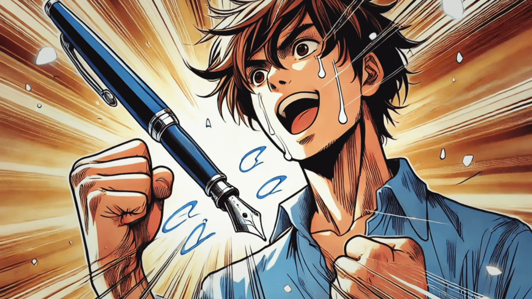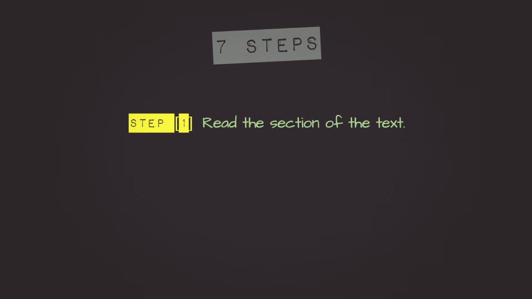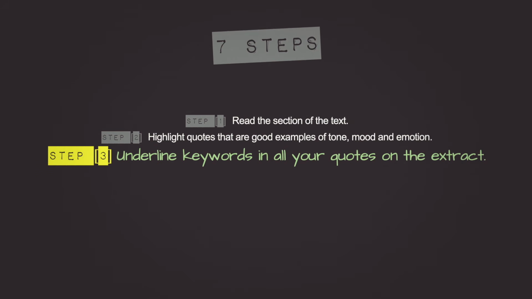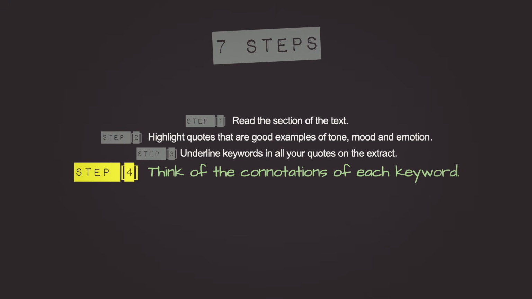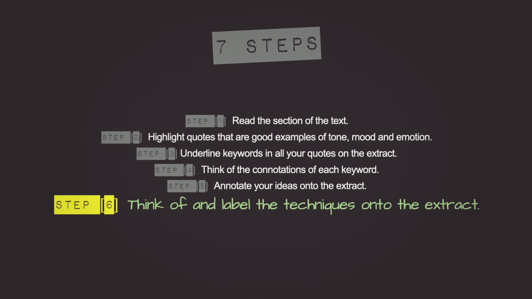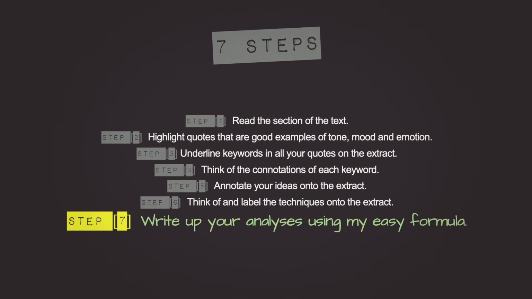Here are 7 simple steps to help you crack the AQA English Language Paper 2, question 3, and turn "I sort of understand" into "hey, I just got full marks and didn't even cry." The 7 steps are: Step 1, read the section of the text. Step 2, highlight quotes that are good examples of this tone, mood, and emotion. Step 3, underline keywords in your quotes on the extract. Step 4, think of the connotations of each keyword. Step 5, annotate your ideas onto the extract. Step 6, think of and label the techniques onto the extract. Step 7, write up your analyses using my easy formula.